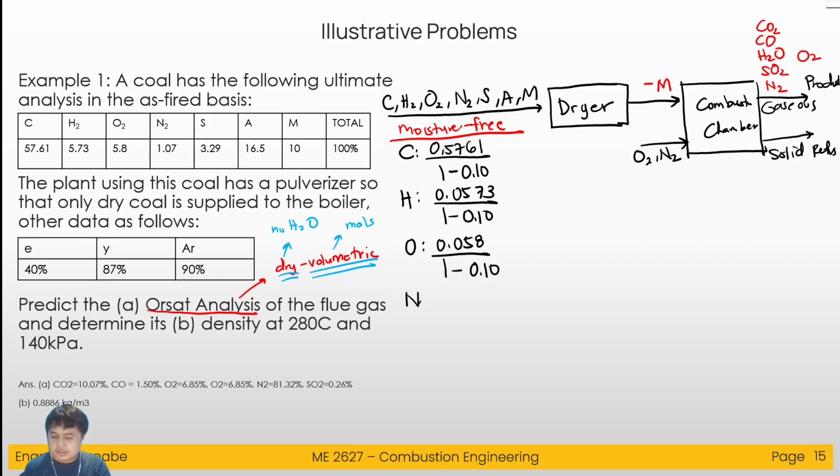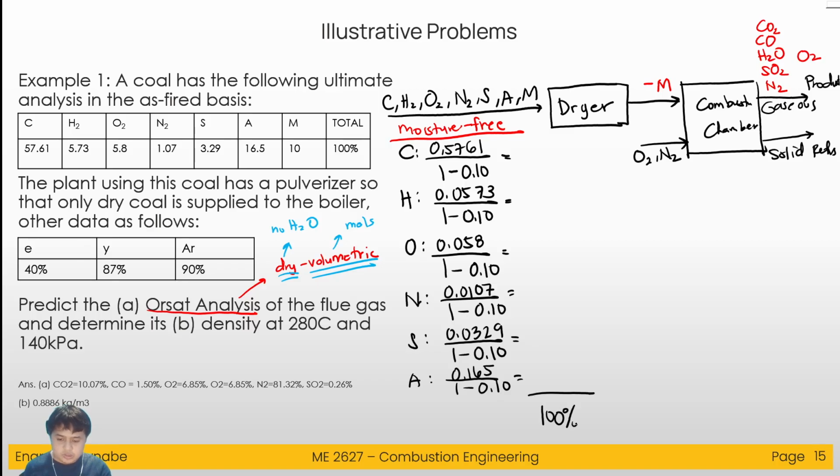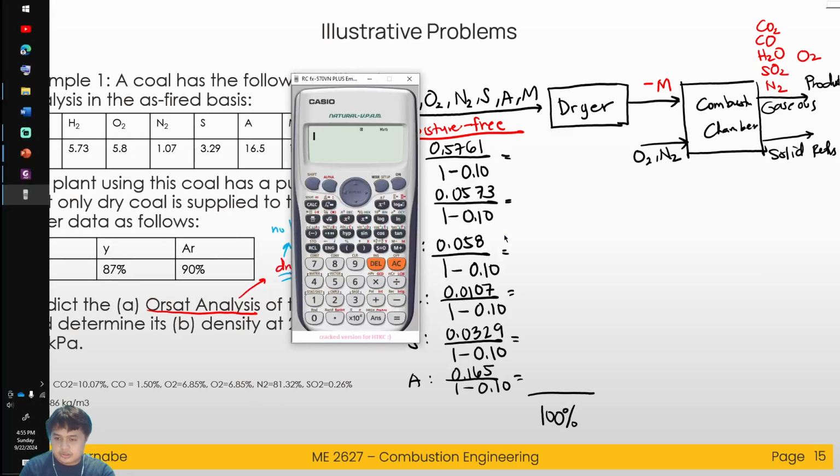For nitrogen, that is 0.0107 over 1 minus 0.10. For sulfur, you have 0.0329 over 1 minus 0.1. And lastly, the ash basis will be 0.165 over 1 minus 0.10. You have to compute this using your calculator. The total of this should be 100%, so we can check using the calculator.